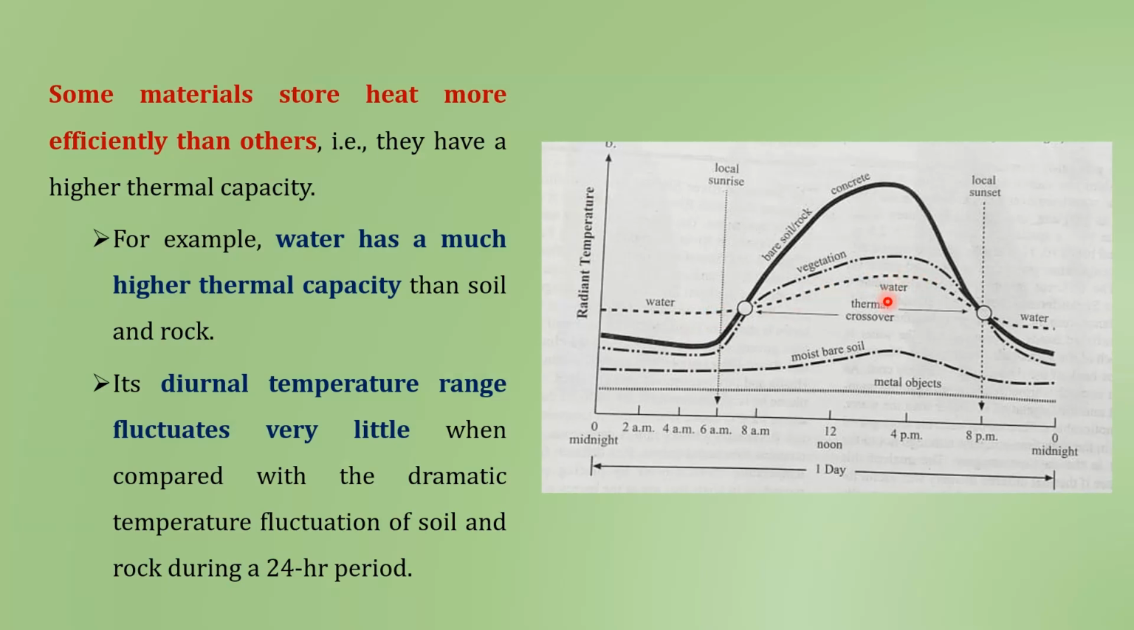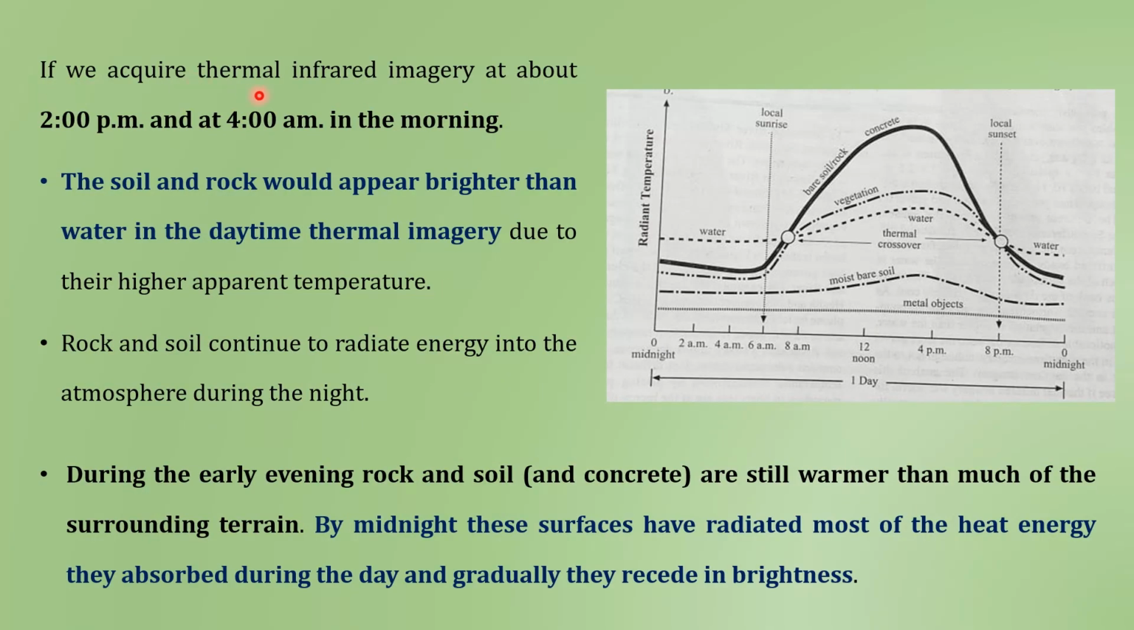So the diurnal temperature variation is very less. It is mentioned here that for water, the diurnal temperature range fluctuates very little in comparison to the bare soil or rock during a 24-hour period. Suppose we have two thermal infrared images, one acquired at about 2 p.m. in the daytime and another acquired at about 4 a.m.